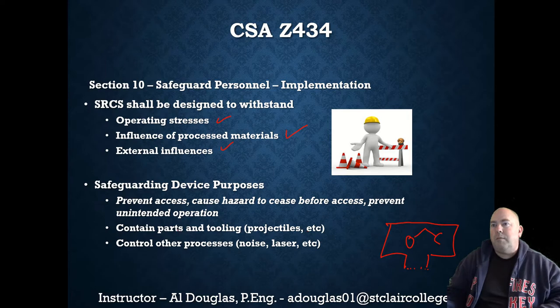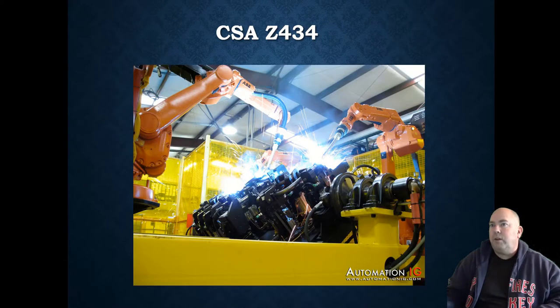It should contain parts and tooling, such as projectiles or other processes like noise or laser light, which should also be contained. An example of that, this is a welding cell here. So you can see lots of things going on in here. You'll see the stuff on the fence here to contain the light. Okay, that's a good example of containment. We want to be able to contain all the sparks and light and things like that. That's another thing we need to consider.